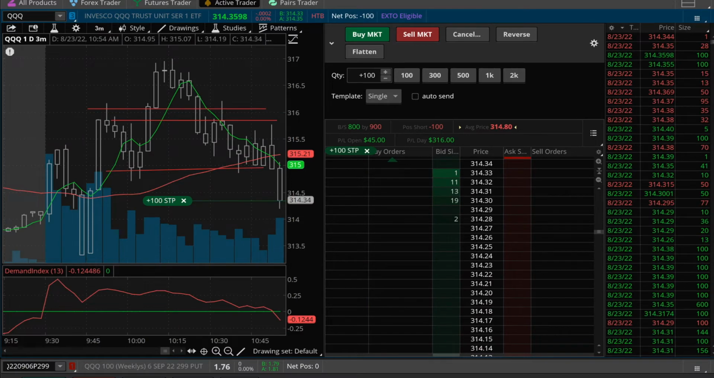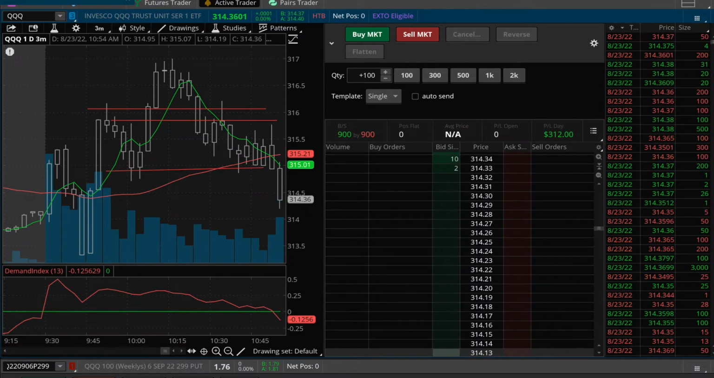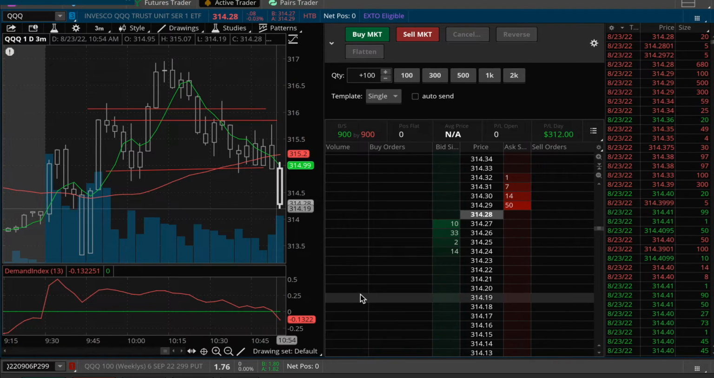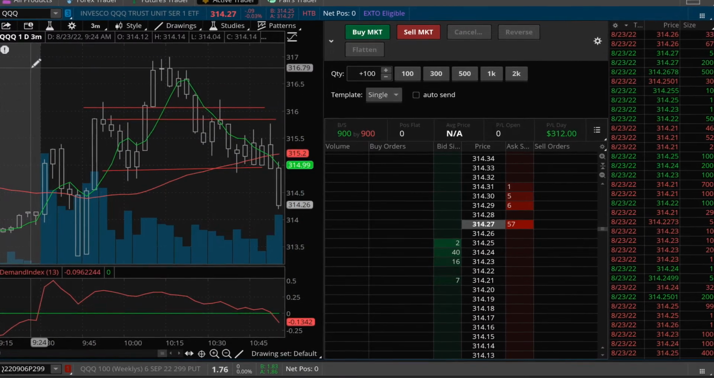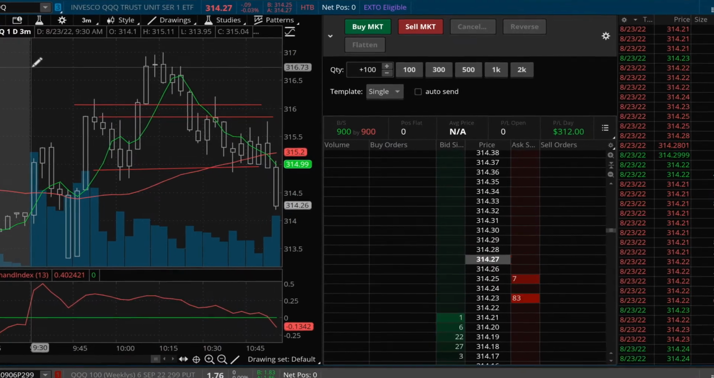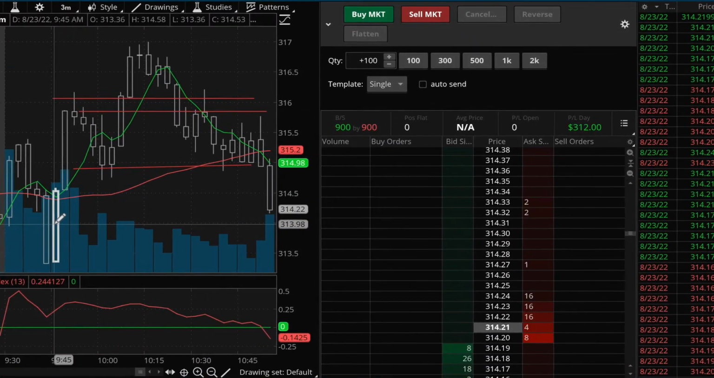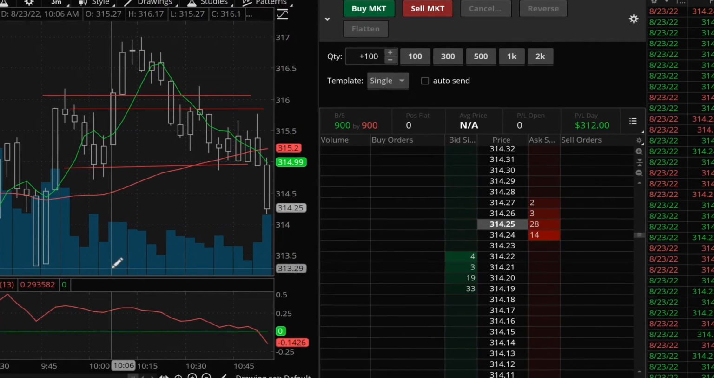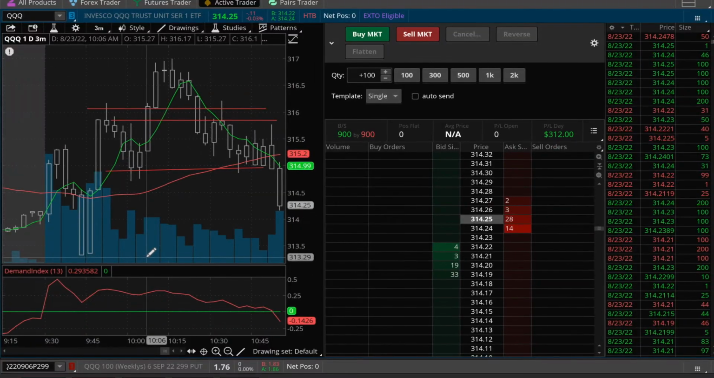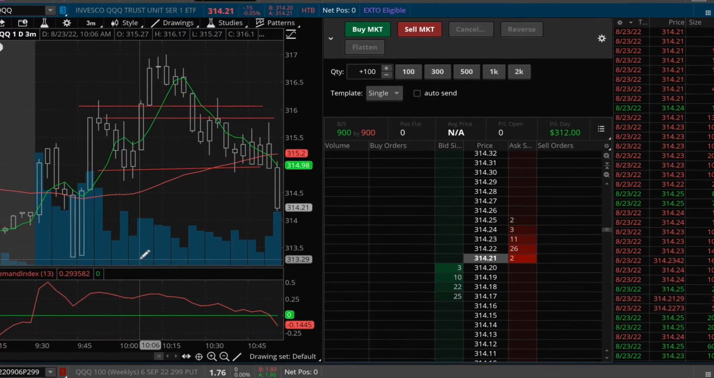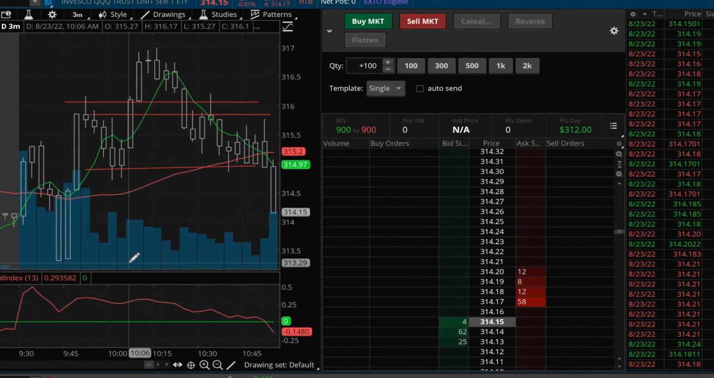So this is how the demand index works. All right, I'm out of the trade. But this is just an example of how the demand index works. And I like to use this to help me prevent getting faked out, although you can get faked out with the demand index too. But it's a good combination, something that you can use to keep it simple.